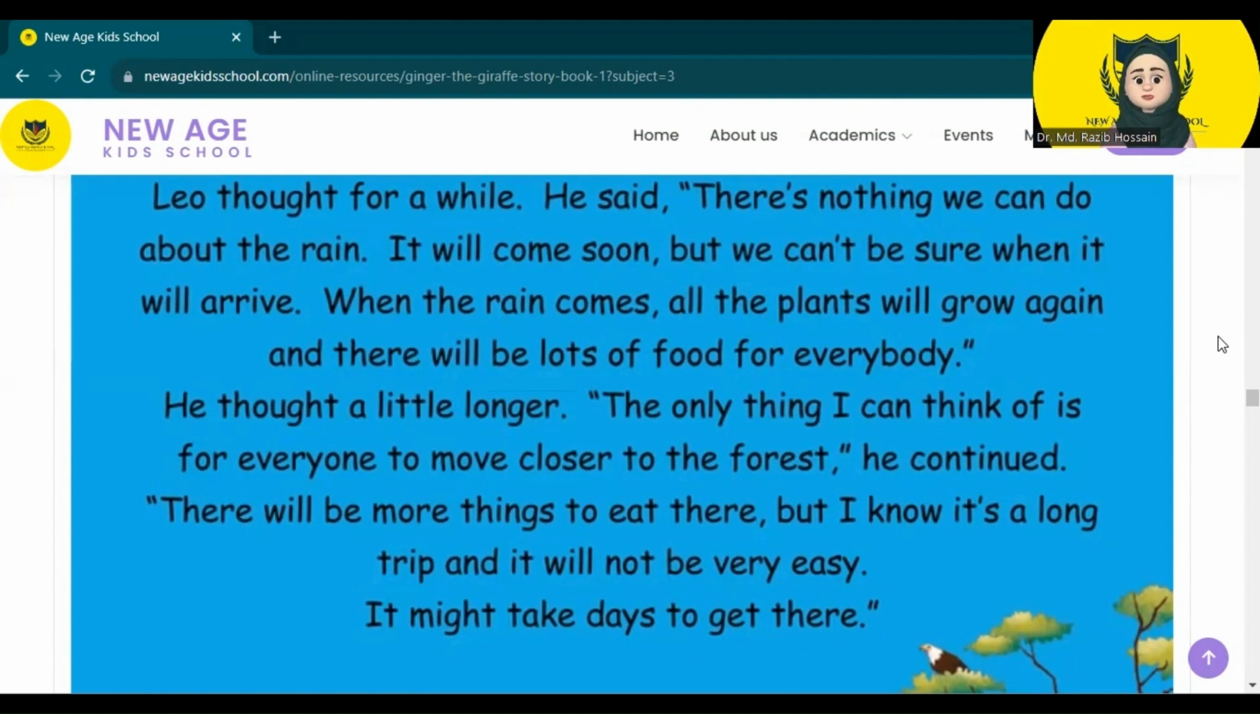Then he said again, "The only thing I can think of is for everyone to move closer to the forest, and there will be more things to eat there." So Leo the king was saying the animals should go close to the forest because in the forest there is rain, and because of that there are lots of foods, grass, fruits and trees all over it. That's why he wanted the animals to move there. He knows that it will be a long trip, but it will be easy for them to survive. And it's hard for them now without the food.